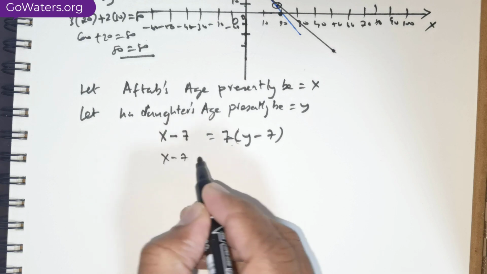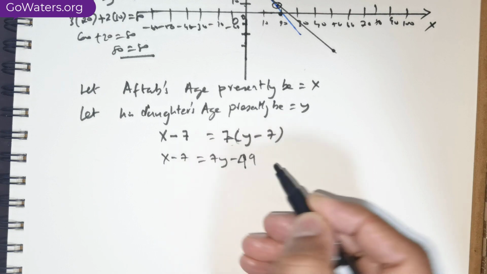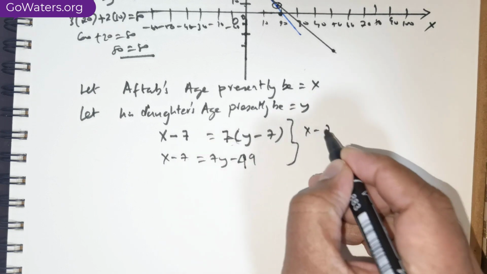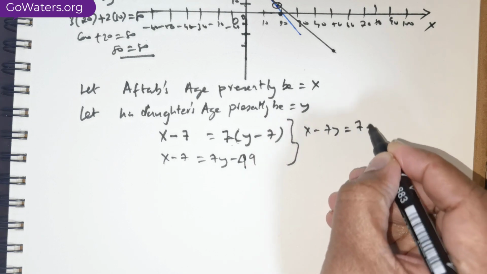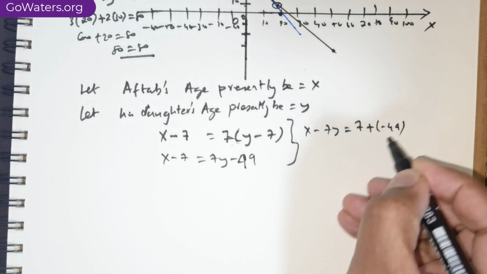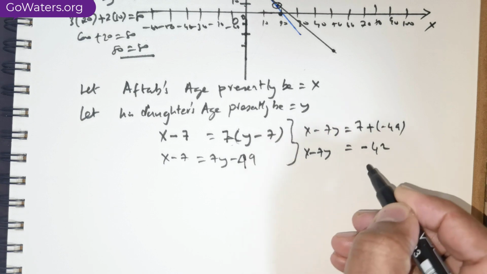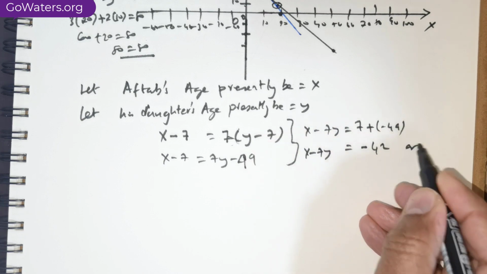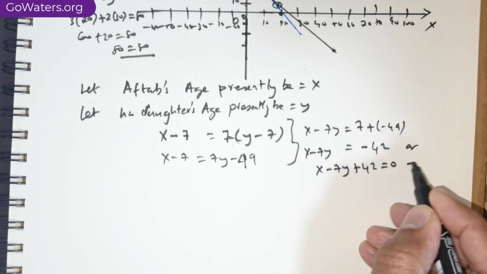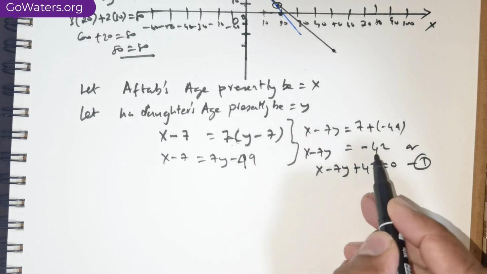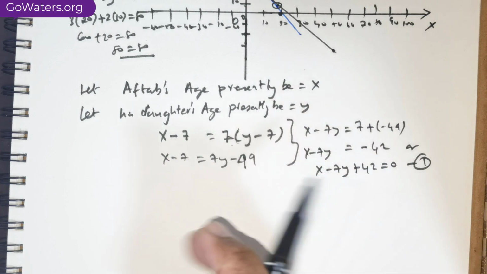You get x - 7 is equal to 7y - 49, since 7 times 7 is 49, and then you can write this as x - 7y is equal to 7 + (-49), so that's going to be -42. So x - 7y is equal to -42, or you can write this as x - 7y + 42 is equal to 0. So this is one system. You can use either form to graph. So this is one equation.